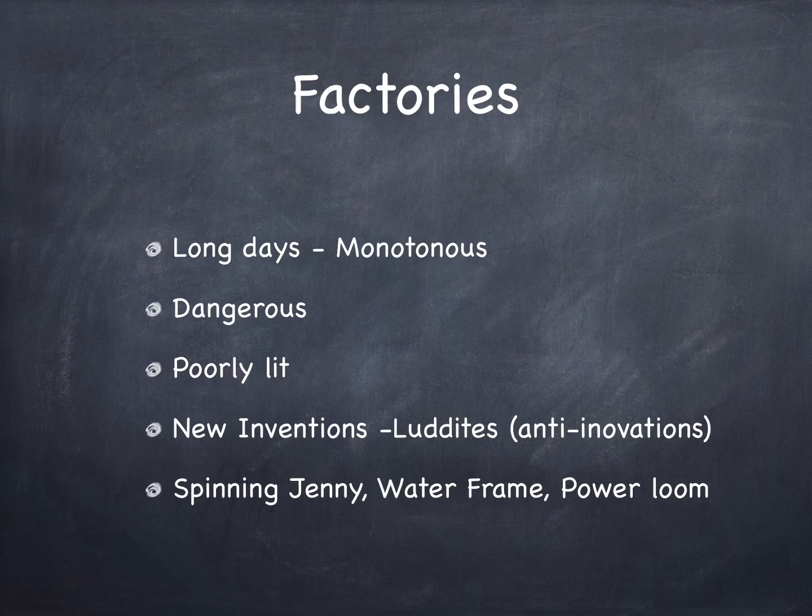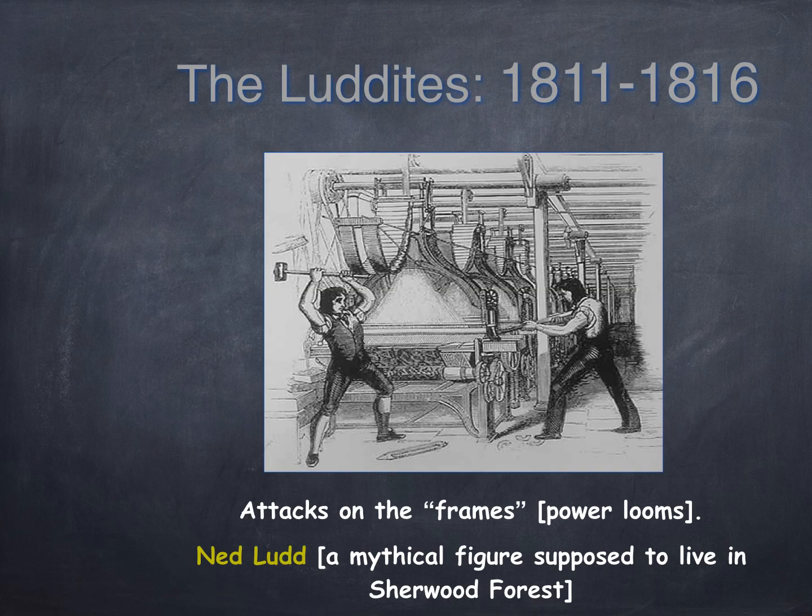The new inventions: the spinning jenny would make a quicker, easier way to make string. It was made by Samuel Crompton. The water frame also made string. And then Edmund Cartwright invented the power loom, which would use steam to weave cloth. Here's a picture of Luddites attacking frames or power looms, and they basically got their name from a mythical Robin Hood type character named Ned Ludd. He's a mythical figure who's supposed to live in Sherwood Forest.